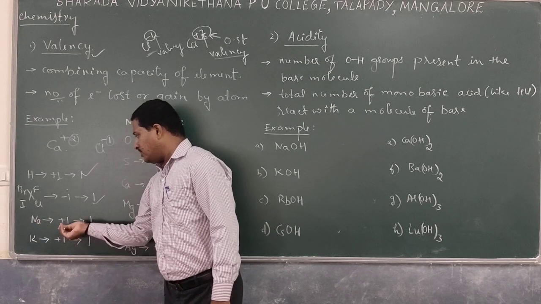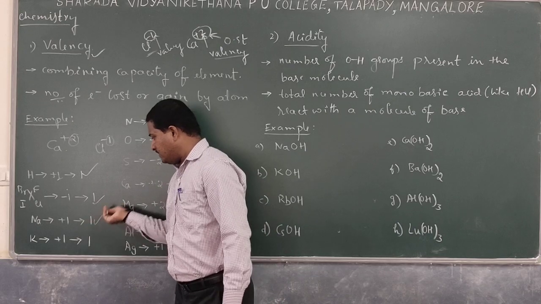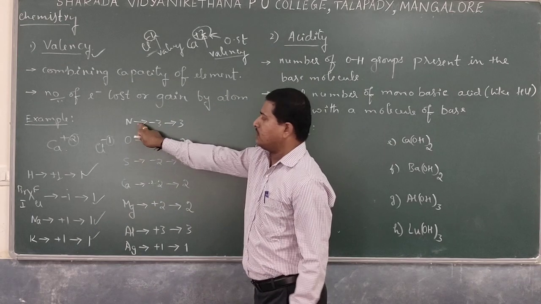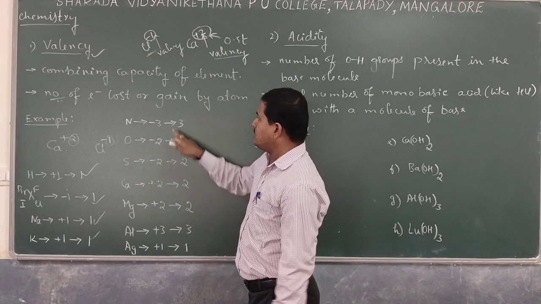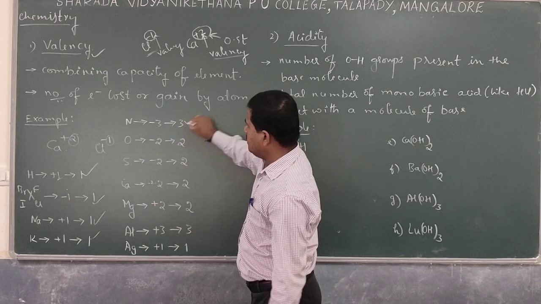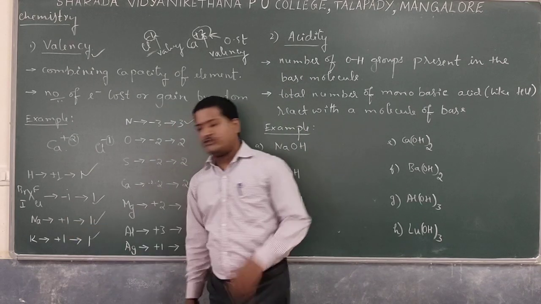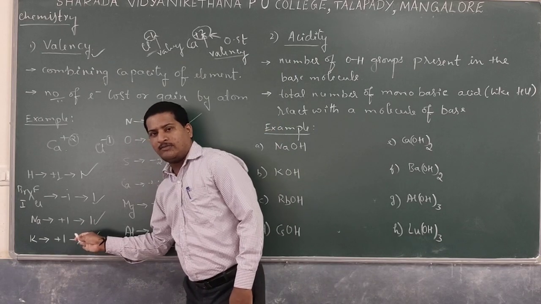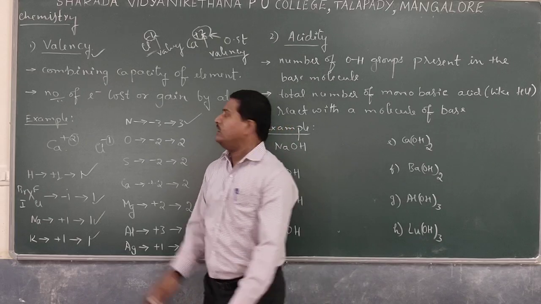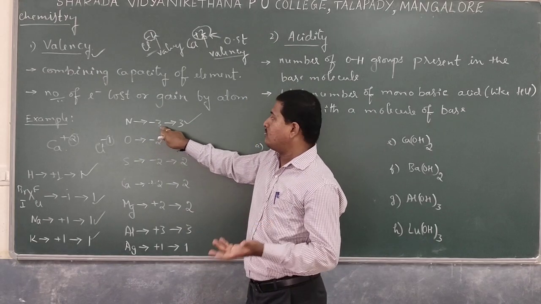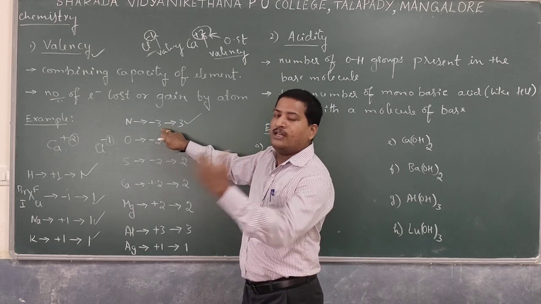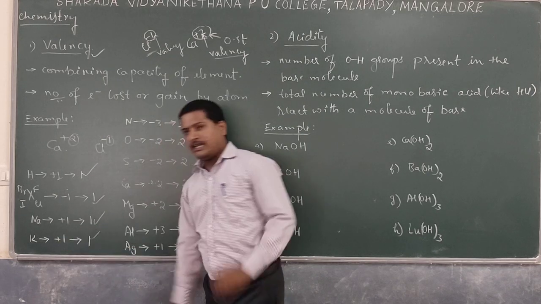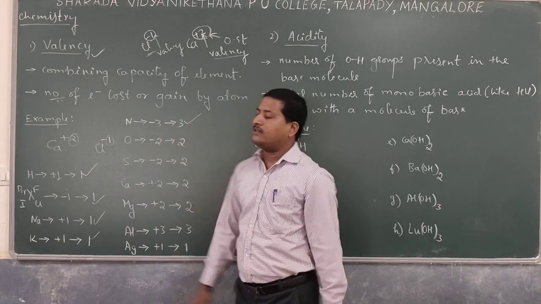Similarly for sodium, it shows plus 1 oxidation state and 1 is the valency. Potassium, plus 1 oxidation state, 1 is the valency. Similarly, nitrogen, after gain of totally 3 electrons, shows minus 3 oxidation state and 3 is the valency. While sodium and potassium show plus 1, nitrogen shows minus 3. Here, after loss of 1 electron, it becomes a stable noble gas configuration. But here, after gain of 3 electrons, it becomes a stable electronic configuration. So plus indicates loss of electron, minus indicates gain of electron.